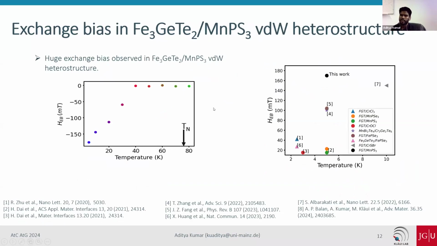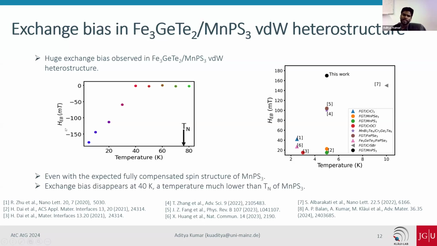If you look at recent works, the magnitude of exchange bias is quite high. And there are two interesting things about this. First, we expected a fully compensated interface, so why are we getting such a huge exchange bias? And another point is, this exchange bias is disappearing way below the Néel temperature of MnPS3. The Néel temperature is around 78 Kelvin, and we see that the exchange bias just disappears around 40 Kelvin.